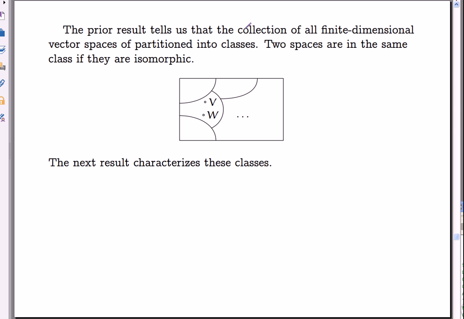So this result tells us that the collection of all finite dimensional vector spaces is partitioned into classes. Two spaces are in the same class if they're isomorphic. We talked about this before, that if you have equivalence classes, then any elements that are related by this relation can be grouped into a single class. Now this next result characterizes these classes. We will find a characteristic element in each one of these classes, and we know that any other vector space in this class will be isomorphic to this characteristic element.